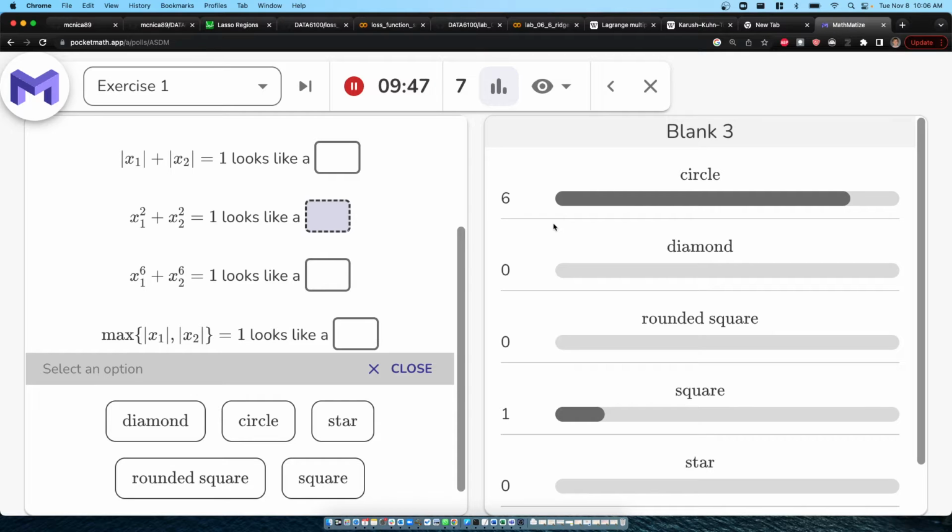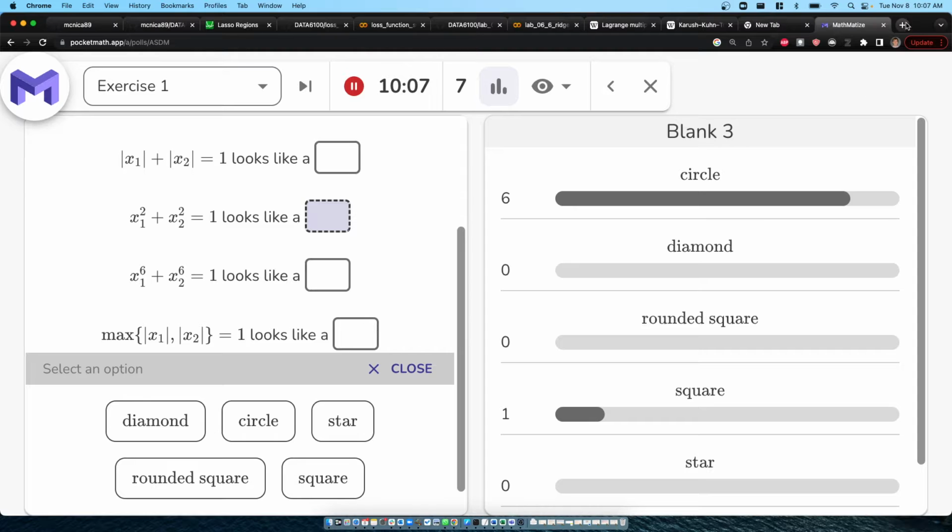This one is Pythagoras, right? a squared plus b squared equals c squared. And that's saying that if you want to get the hypotenuse of a triangle, you do the sum of the squares. So if x1 squared plus x2 squared is always equal to 1, then the hypotenuse is always 1. So that's exactly a circle.